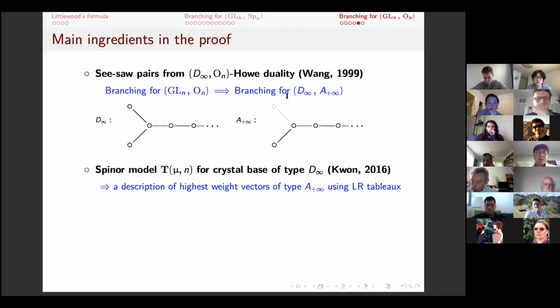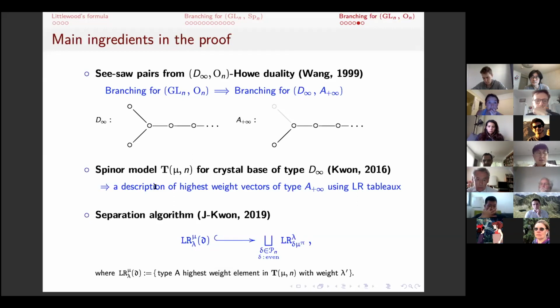To compute the branching multiplicity for the infinite and A plus infinite, we use the crystal base theory. In particular, we use the spin model for the crystal base of type D infinite. The advantage of using this model is that there is a nice description of highest weight vectors of type A plus infinite in terms of LR tableaux. To obtain this description, we develop an algorithm on the spin model, the so-called separation. By using the separation algorithm, each type A plus infinite highest weight element corresponds to a pair of same-shape standard tableaux, where one of them is an error tableau.